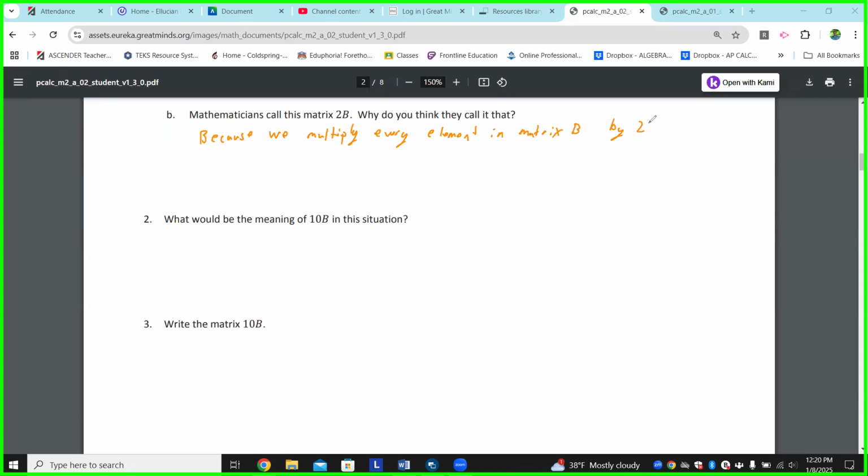So part 2 then says, what would be the meaning of 10B in this situation? Every route would have been multiplied by 10, right? So every bus route would be multiplied by 10. Yes, part 2 wants you to write it out, but part 3 wants you to actually develop the matrix.